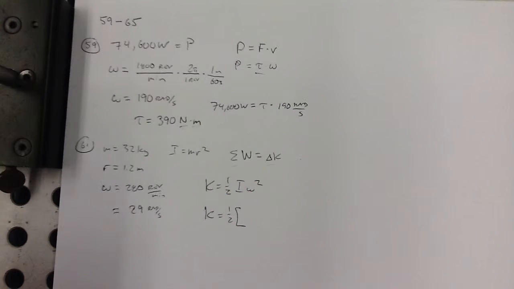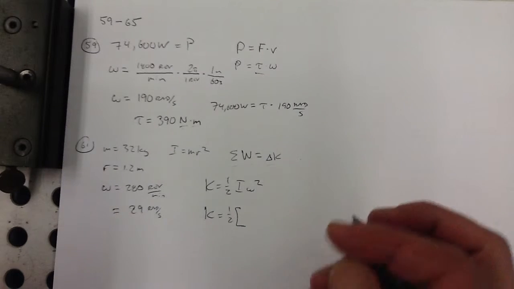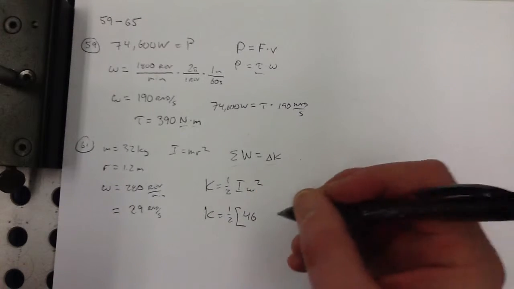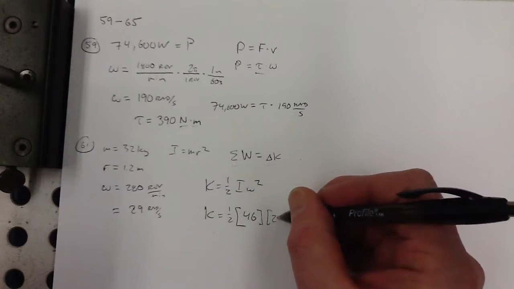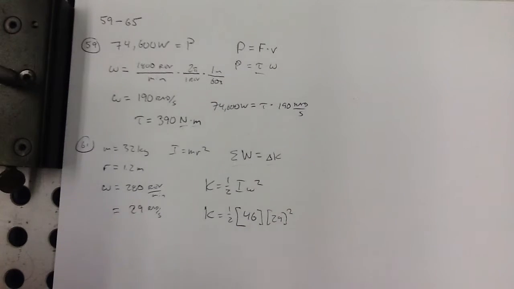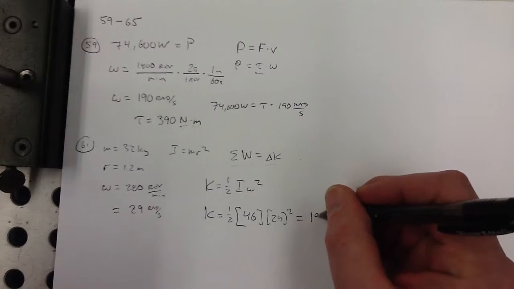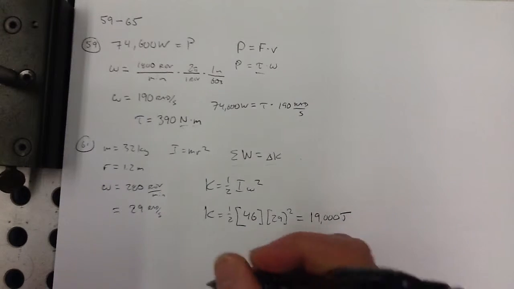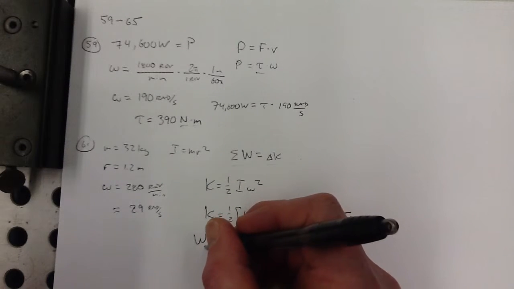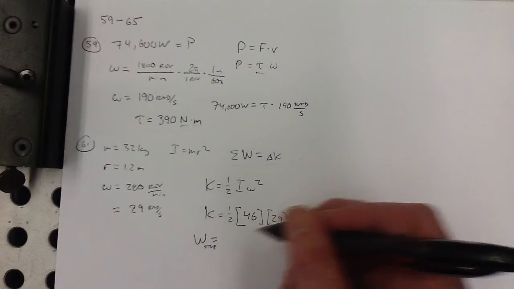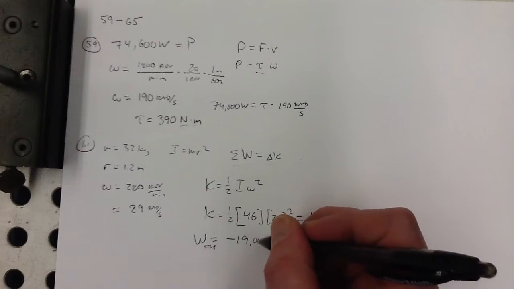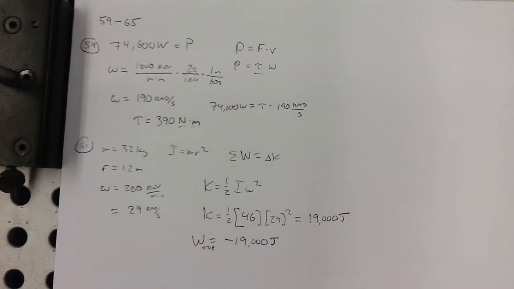let's see, m, 32 times r squared. That's about 46 times omega squared. That's going to be the kinetic energy of this. 1/2 times 46 times 29 squared, so about 19,000 joules. So the amount of work needed to stop it is equal to, just have to take all of that energy out of the system, like so, right?